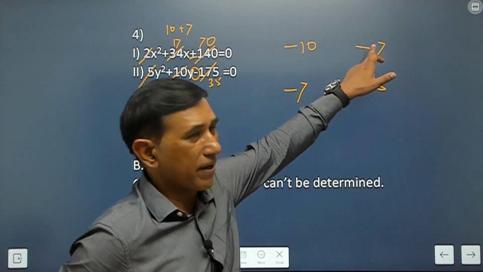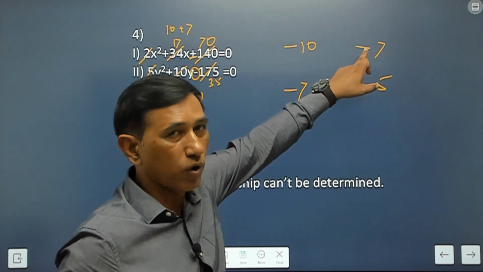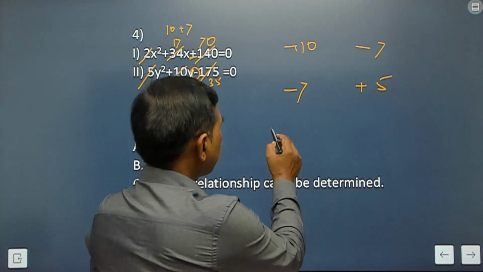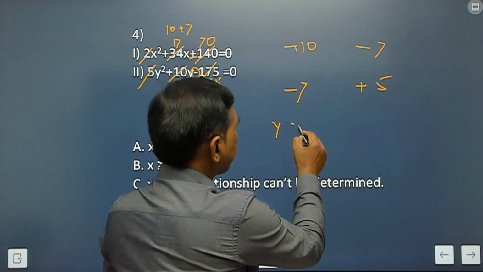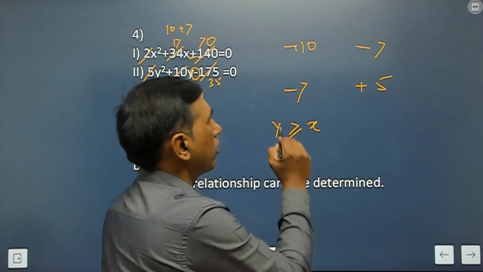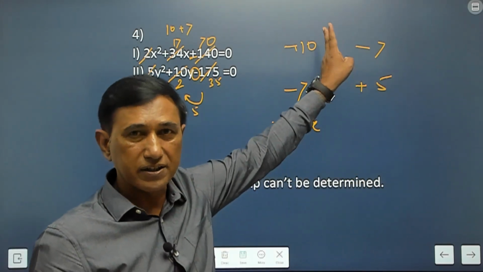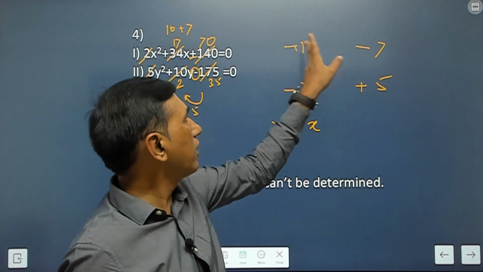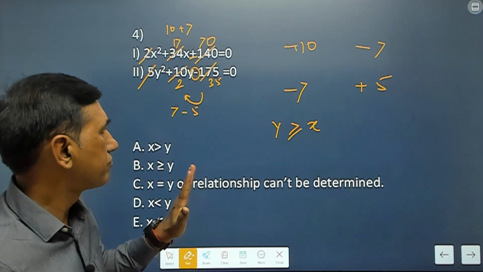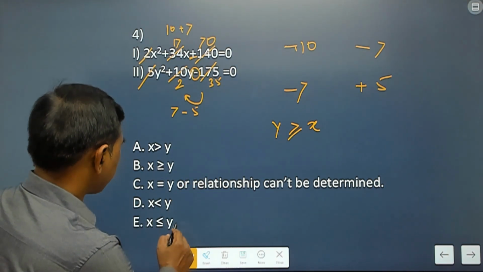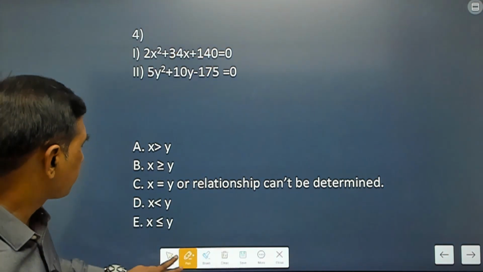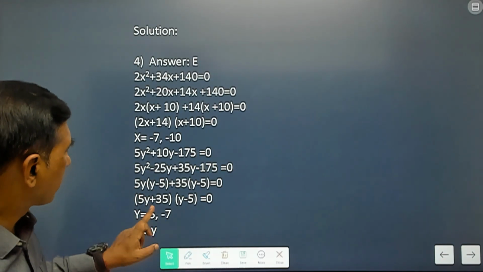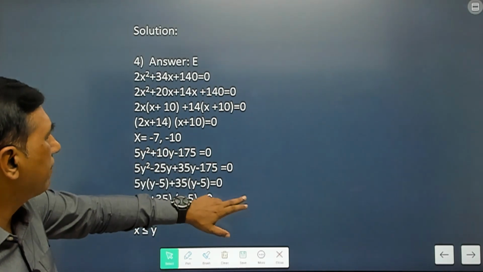Now, how to compare it? See, minus 10, minus 7. So when it is minus 7, it is equal. When it is plus 5, it is greater. So what? Y is greater than or equal to x. If y is 5, then it is greater than x. If y is minus 7, then it is equal. So y is greater than or equal to x. 5, minus 7, minus 7, minus 10.